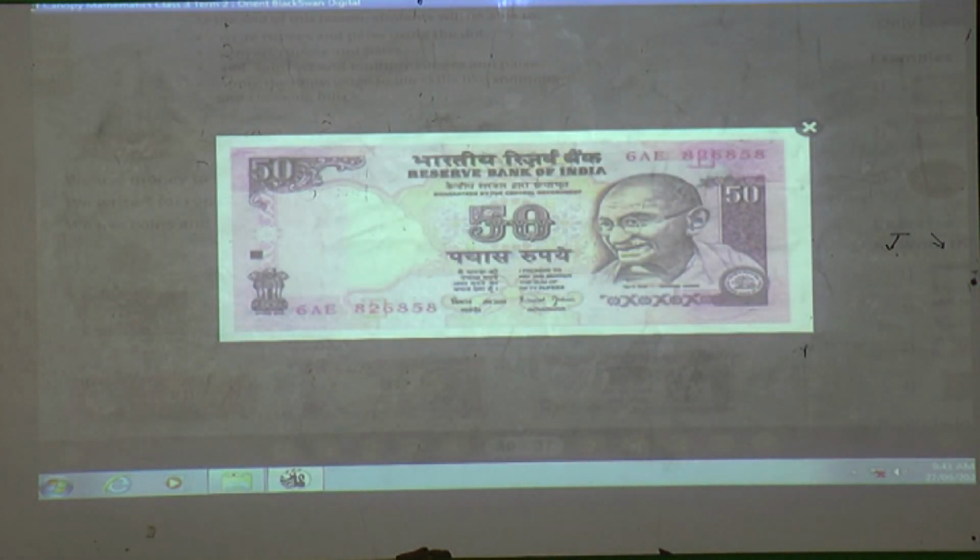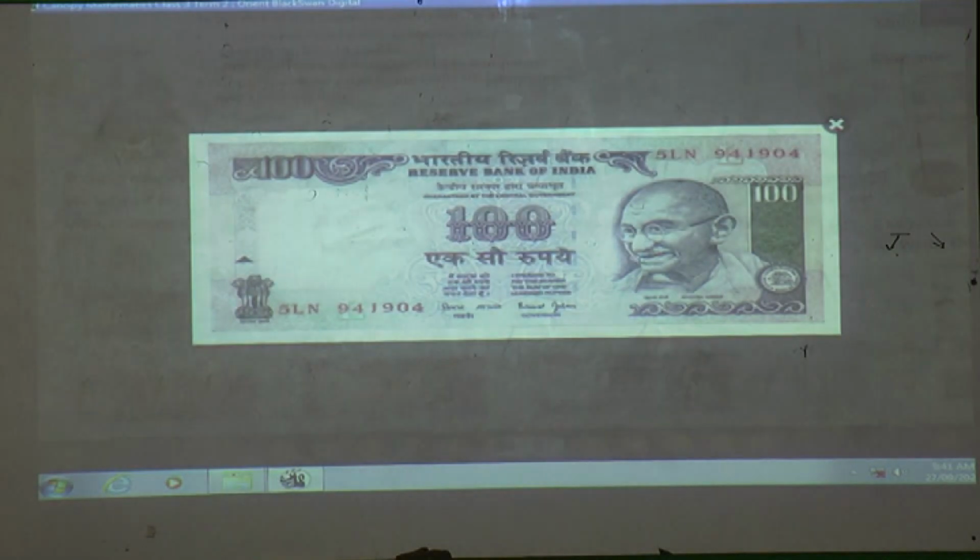Then we saw the 50 rupees note also. See, this is the note of 50 rupees. Then the 100 rupees note. Here the number is 100. The number 100 is written on the note, so it is a note of 100 rupees.